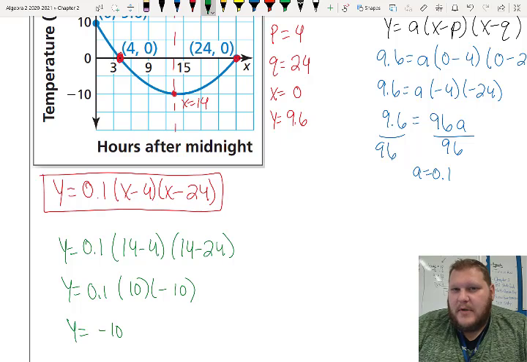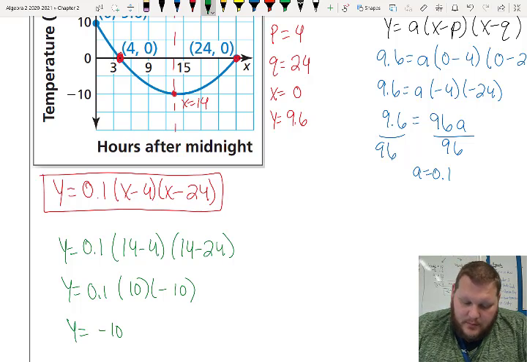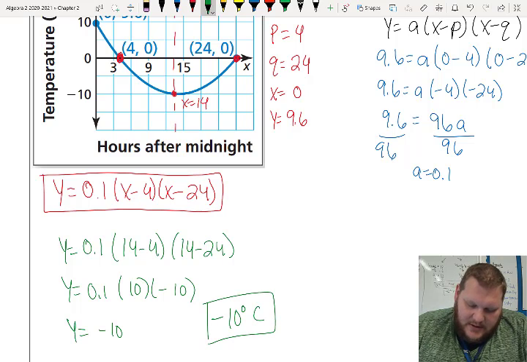Because 10 times negative 10 would be negative 100. Negative 100 times 0.1 is negative 10. So in this case, negative 10 degrees Celsius is the coldest temperature.